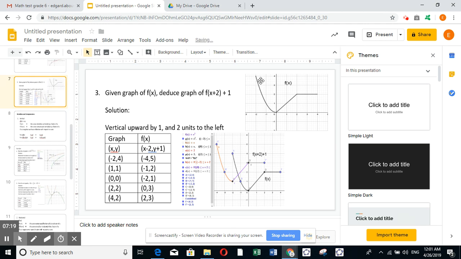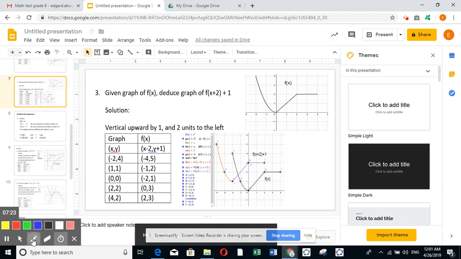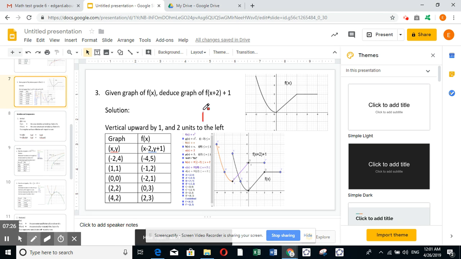Here, suppose I have a graph, it's not a parent curve. I want f of x plus 2, plus 1. As you can see, you must go upward by 1 and to the left by 2. So up 1 and 2 to the left. Let me take some points here. You can take these points: minus 2, 4, minus 1, 1, 0, 0, 2, 2, and 4, 2. So as you can see here, x minus 2, because you're going to the left, you just put the opposite of that one, and y plus 1.